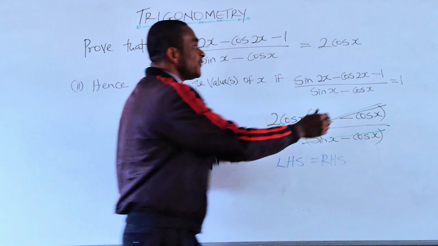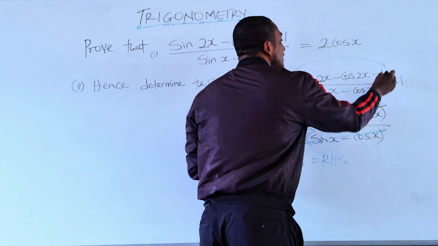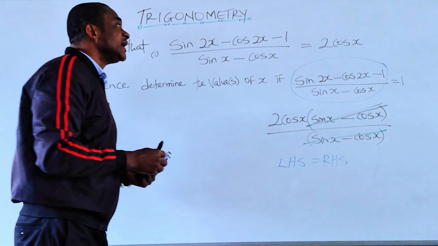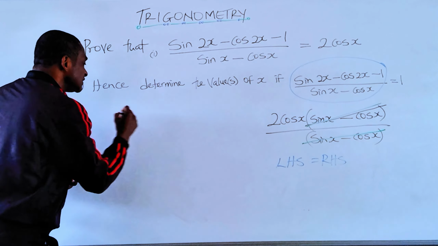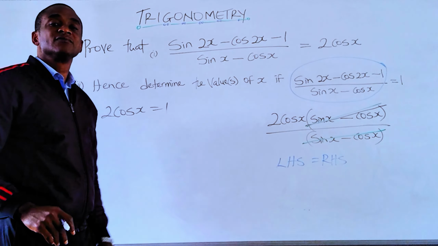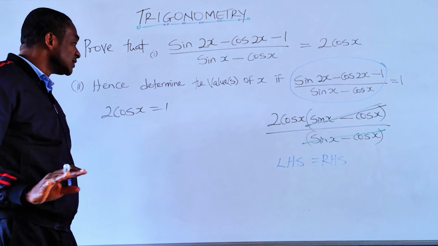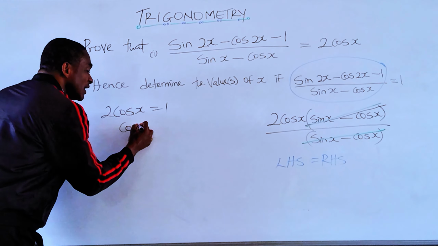Since we have established that this whole thing is equivalent to 2 cos x, that is the purpose of the "hence." We don't need to start all over again. We will replace it with 2 cos x. We have established that. Now, replacing it with 2 cos x, we go ahead and solve for x.